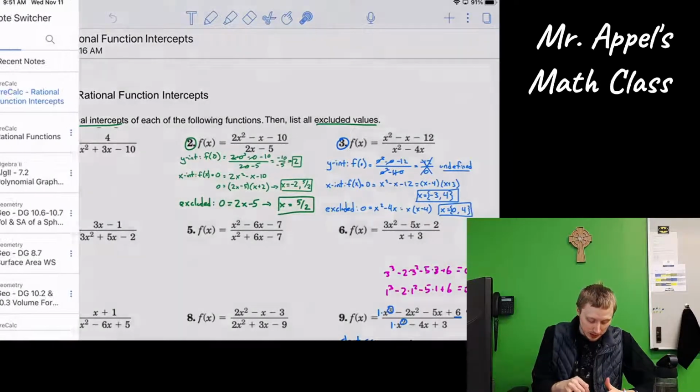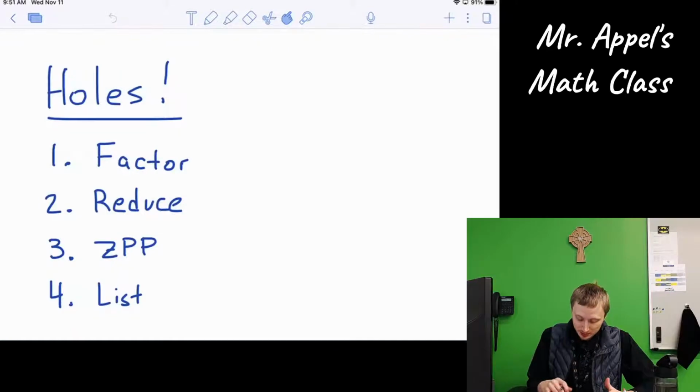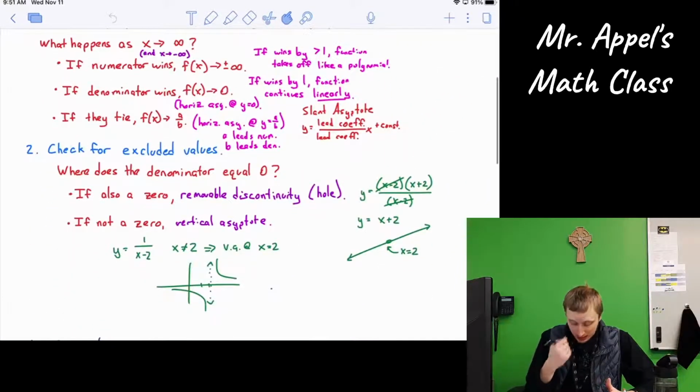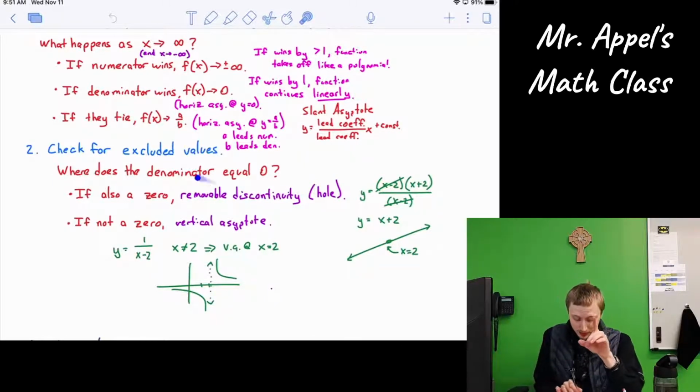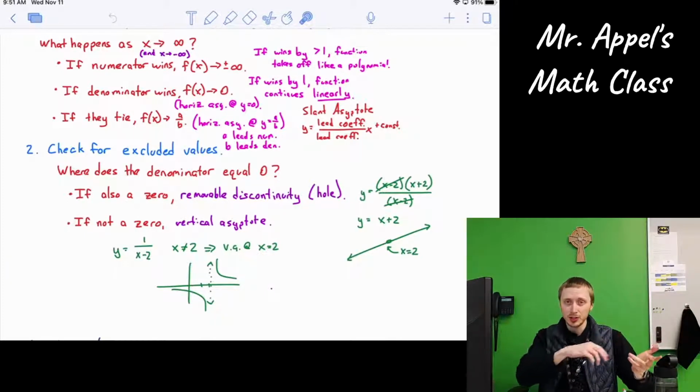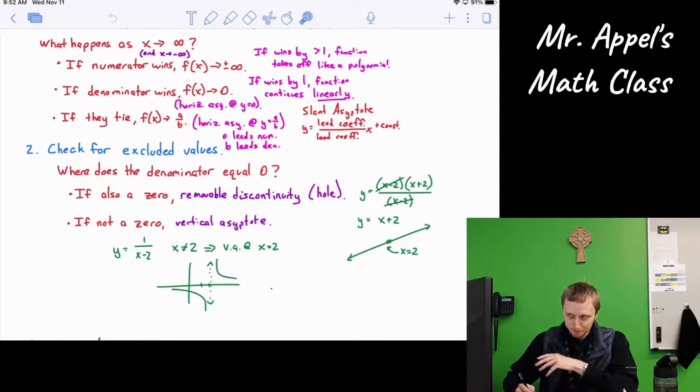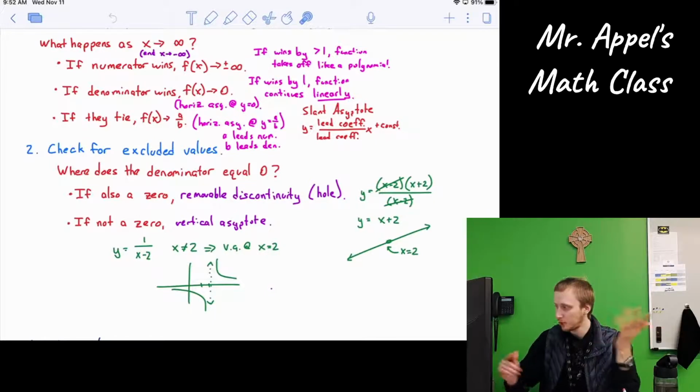Well, in our quest for the asymptotes, you may recall, we had this check with the excluded values. Hey, wait a minute. Get all your excluded values. Where does the denominator equal 0? If it was also one of these zeros of the function, well, then we throw that out. That's a hole, not an asymptote. Which means I already covered how to check for holes. So I don't have much left to add for today.